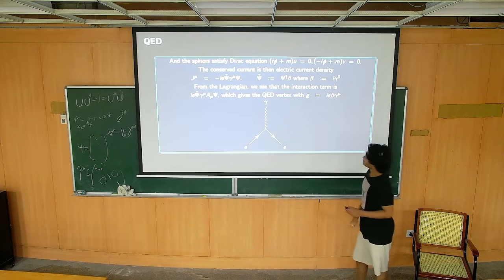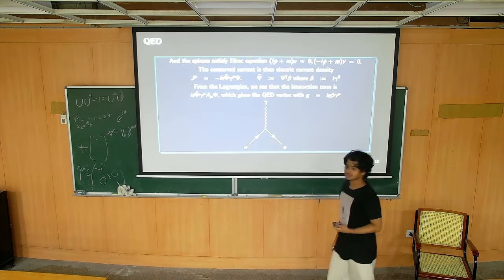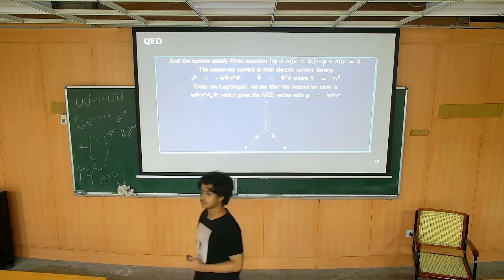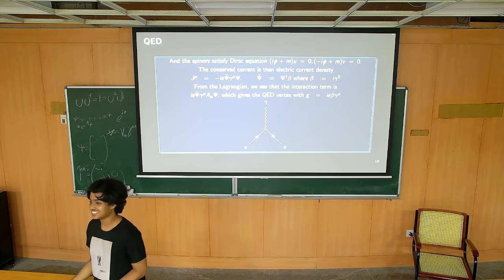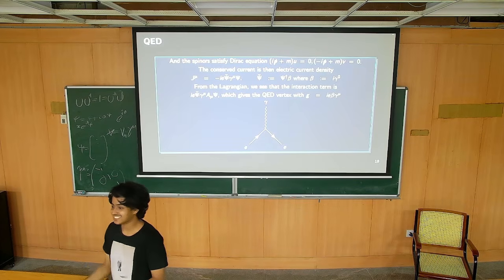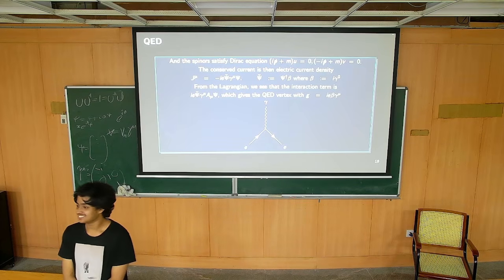So why would we do spinors? Electrons are spinors. But why? Nature is like that. No, why would they have that Clifford algebra? It's a representation of the Lorentz group. Okay, the Clifford algebra is a representation of Lorentz.